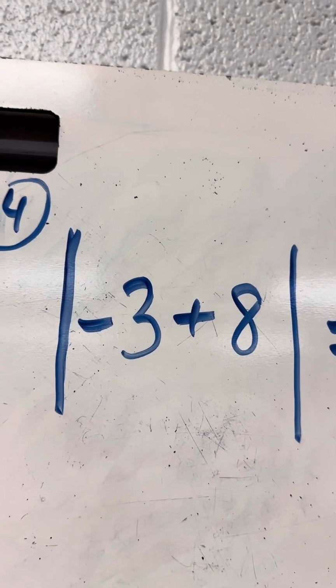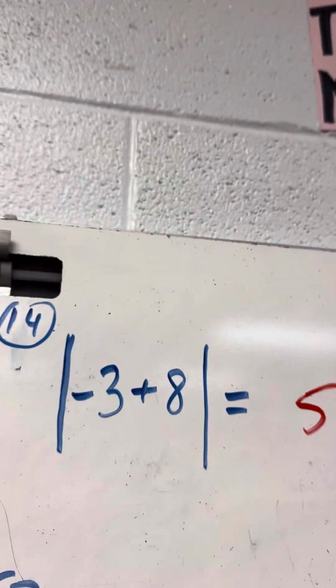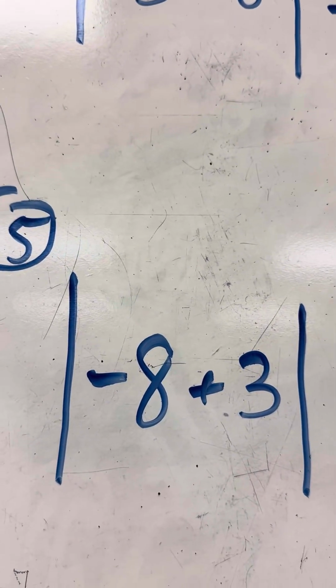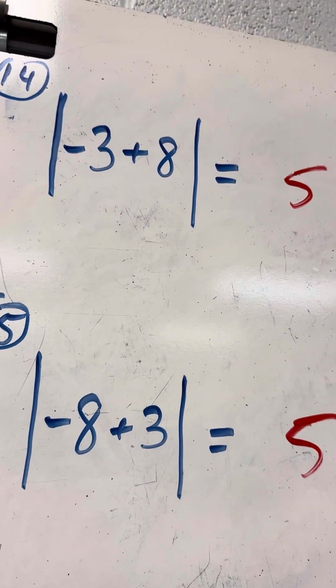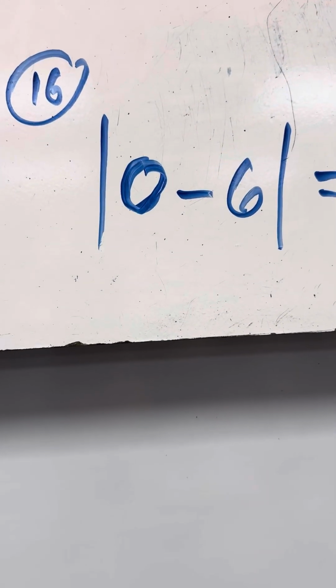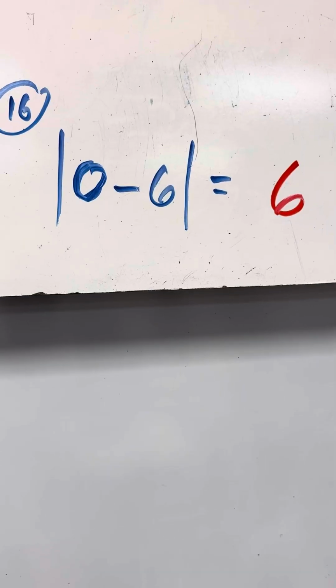-3 plus 8 is 5. Absolute value is +5. -8 plus 3 is -5. Absolute value is +5. 0 minus 6 is -6. Absolute value is +6.